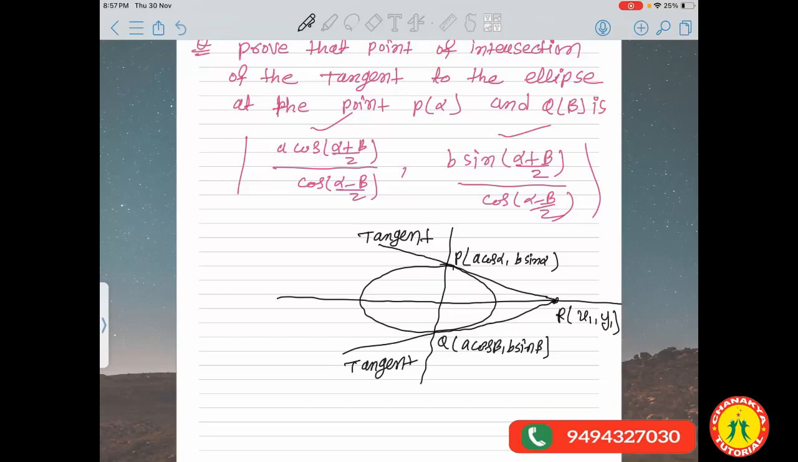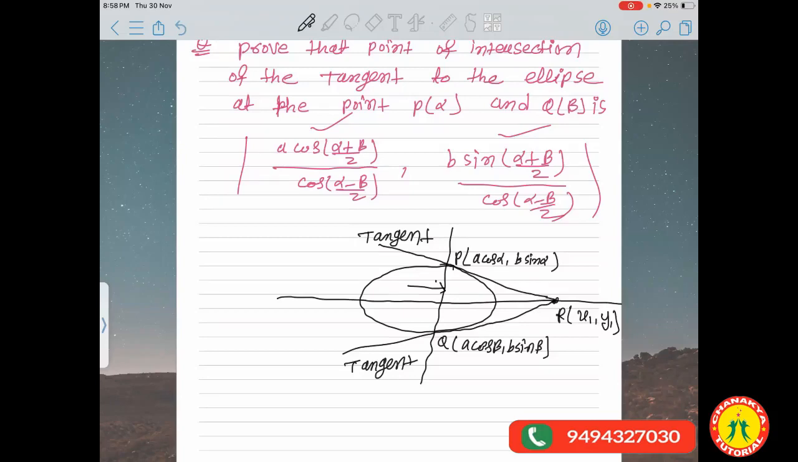Aditi, can you say how this will work? You can say that this is the chord for point R. Two tangents intersect at P and Q, and that is point R. So what will the chord PQ be? Can you say what the chord PQ will be called?